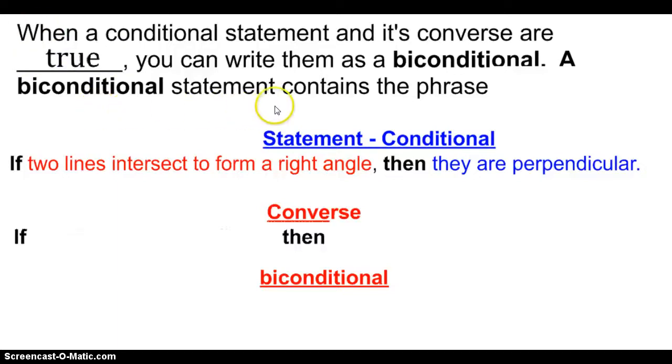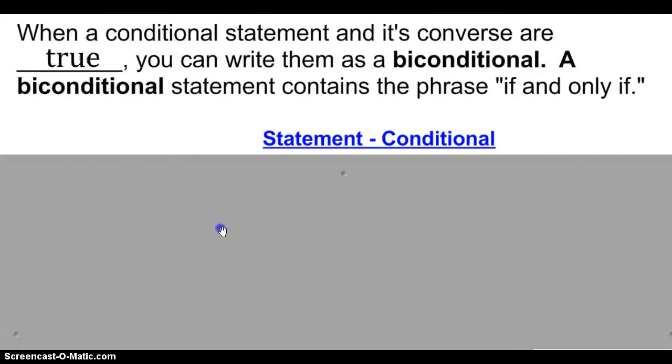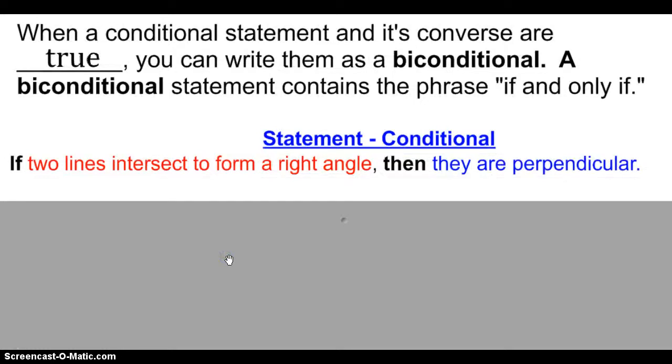A biconditional contains the phrase if and only if. So let's look at this. We now have a new conditional statement, so hopefully this is on your note sheet. If two lines intersect to form a right angle, they are perpendicular. Hopefully you understand that that is true, that if there is a right angle between two lines, those two lines have to be perpendicular.